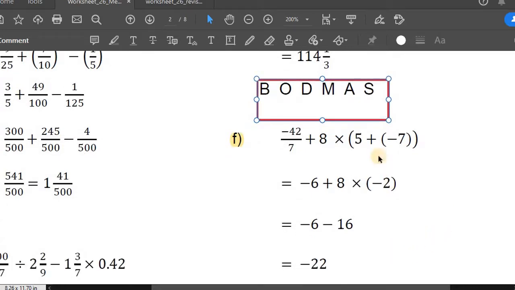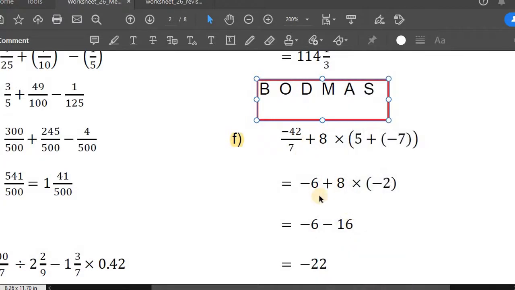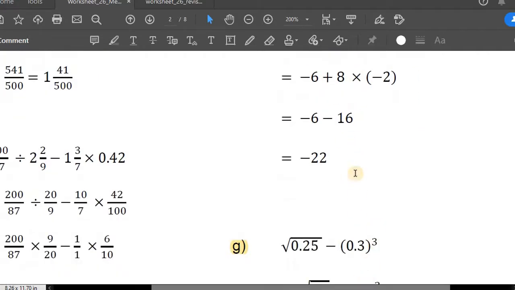So BODMAS, let's see here, within my bracket, simplify that, right? Within my bracket, we simplify it. Then it's okay, this is quite easy. This is actually an easy one. This minus 42 over 7, let's check that. Minus 42 over 7 gives us minus 6. That's how we got that. Simplified this here in our brackets, and then we know that we need to do multiplication first, then addition, simplify, and you're out.